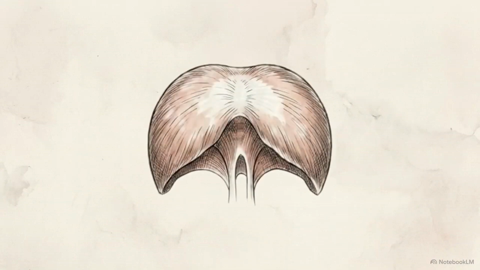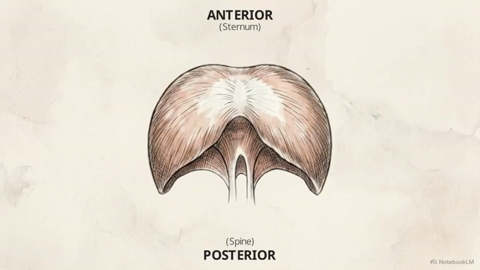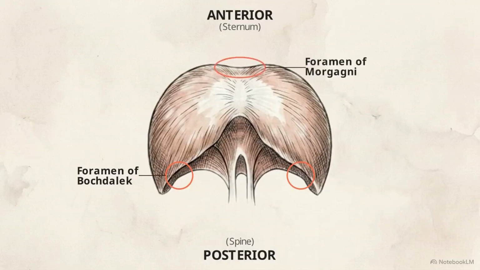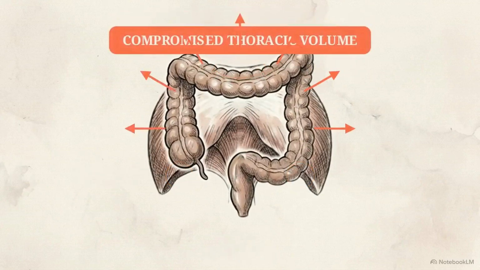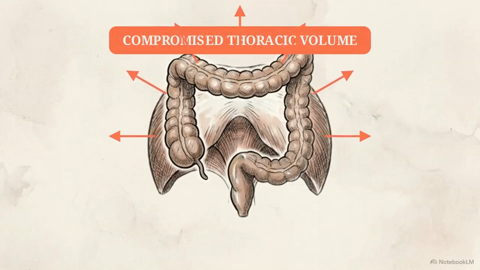The boundaries containing this pressure engine are prone to structural failure. The diaphragm has 2 congenital weak points where abdominal viscera can herniate: the posterior foramen of Bochdalek and the anterior foramen of Morgagni. The transverse colon frequently pushes upward here, compromising thoracic volume.